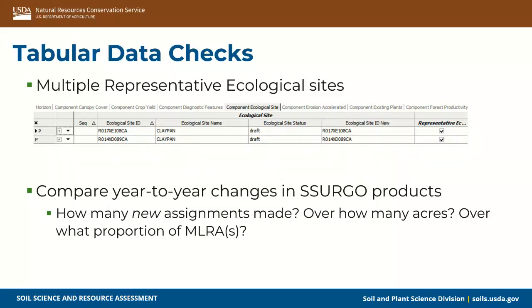Some other types of tabular data checks we can do are comparing year-to-year changes in our CIRCO products. So we can easily get numbers on how many new assignments were made, over how many acres, or what proportion of MLRAs.